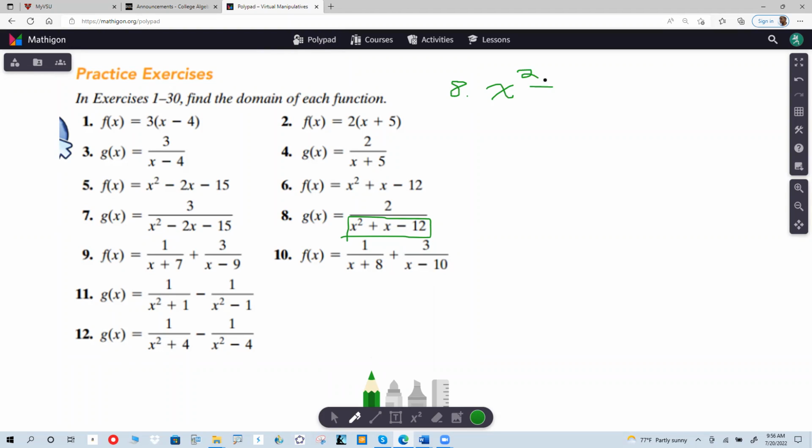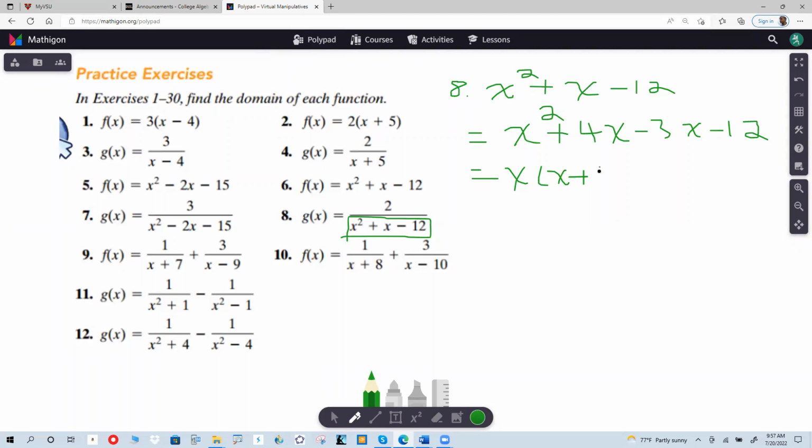Why would I do that? Because I want to know what numbers make the denominator 0. And we have done it so many times. This is going to be x squared plus 4x minus 3x minus 12. You guys know how to do it.